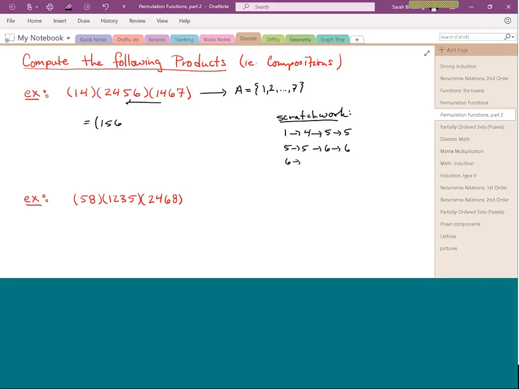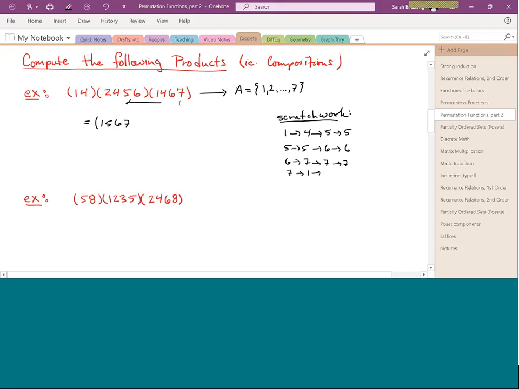Yep. So 6 gets mapped to 7 in that first cycle. In the middle cycle there is no 7, and in the leftmost cycle there's still no 7, so 6 gets mapped to 7. What do you guys think 7 gets mapped to? Yep. So here, in the rightmost cycle, 7 gets mapped to 1.